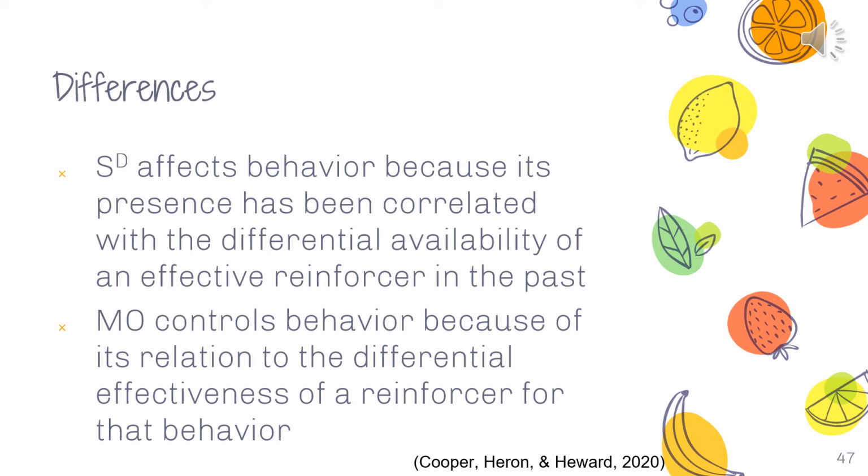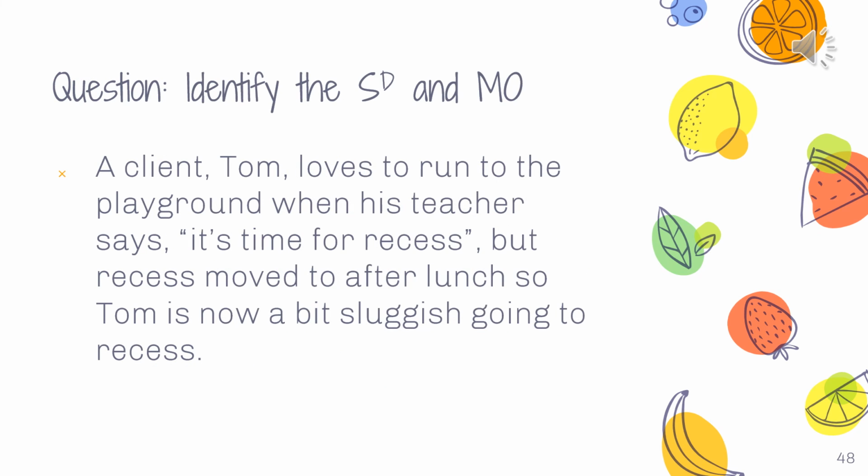We're now going to go over a few examples, and we'll have you identify the SD and MO in each example. Question: identify the SD and MO. Example: a client, Tom, loves to run to the playground when his teacher says, "It's time for recess." But recess moved to after lunch, so now Tom is a bit sluggish going to recess. On your homework sheet, fill in the question, identify the SD and MO. I'll give you a second to get that filled in.